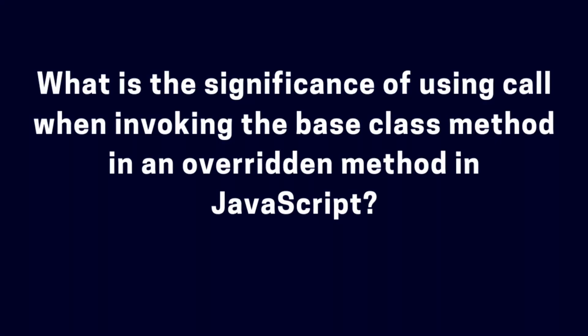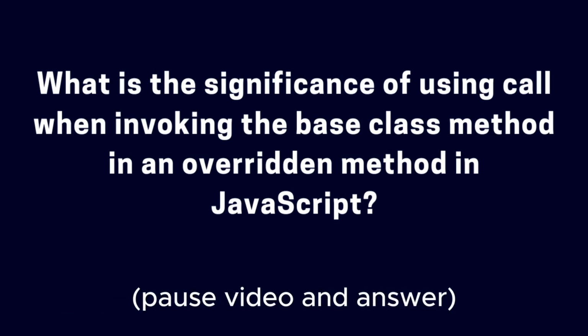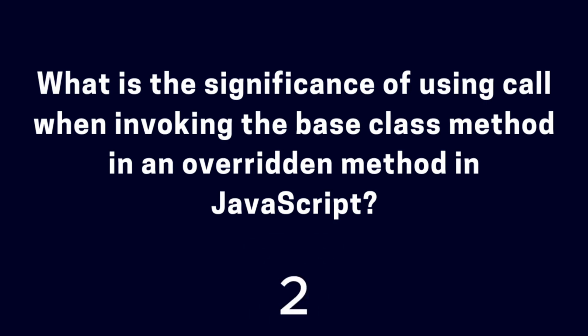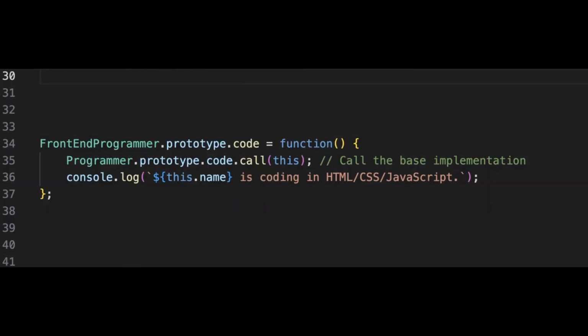What is the significance of using call when invoking the base class method in an overridden method in JavaScript? Using call when invoking the base class method in an overridden method is important because it ensures the base method runs in the correct context. By using call, you pass the current object, which would be the this keyword, to the base method, so it behaves as if it was called directly on that object. This allows the base method to properly access and modify the object's properties.